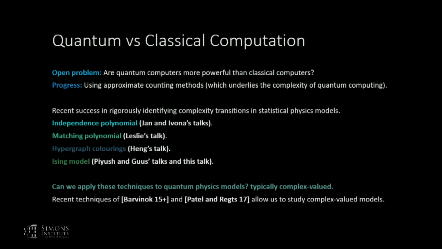Anyway, the main question is, can we apply these techniques to quantum physics models, which typically are the same as the statistical physics models once you do some mapping, apart from they have complex values. So that's the main problem. The recent techniques of Sasha and Patel and Huss have allowed us an easy way to study these complex valued models.